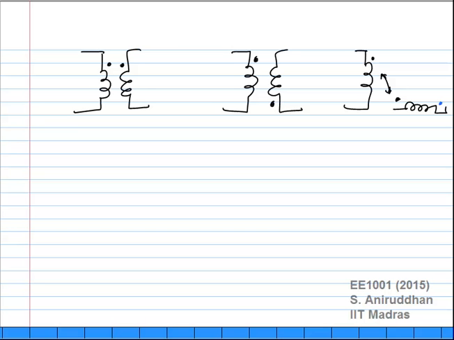Now very clearly it can be drawn with the dot points in multiple places. The first two cases show the two possibilities. So the dot point convention is very simple.